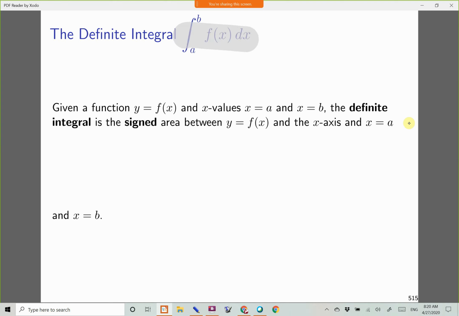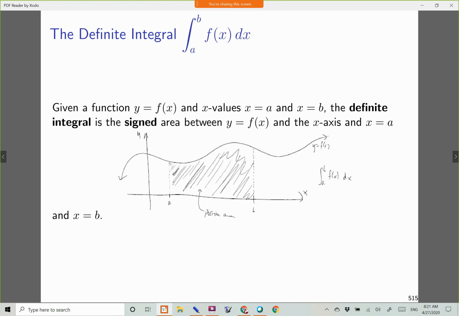So what this is trying to say is, given a function, so you have function y equals f of x, and you have x values. So right there, it's not really a variable a. You're given x equals a number, and then you're given x equals a second number called b. Then this new thing called the definite integral is actually the signed area. For now, just think area, but is the area between the graph of the function and the x-axis and the vertical line x equals a and the vertical line x equals b. So this is just a general picture of what it is we're looking at.